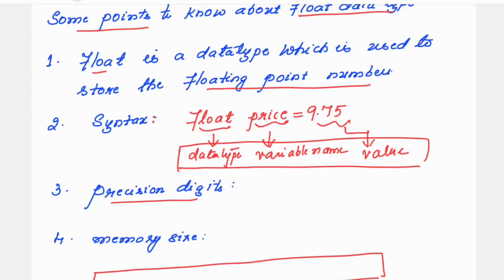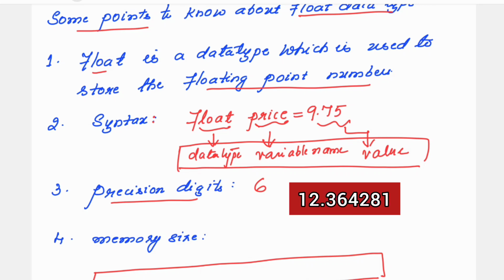In case of float data type, the precision digits are 6. That means, suppose you are writing any number, let me take for example 12.36428, how many digits? 5 digits. The number of digits after the decimal point can be up to a maximum of 6. This is what we call precision. So the number of precision digits in case of float data type is 6.